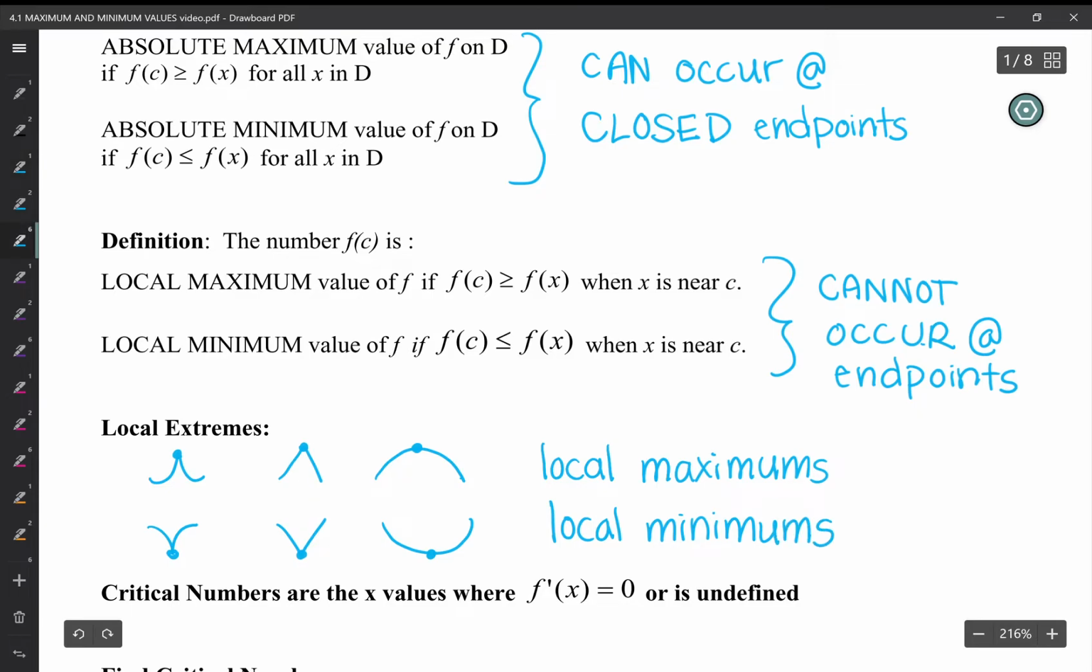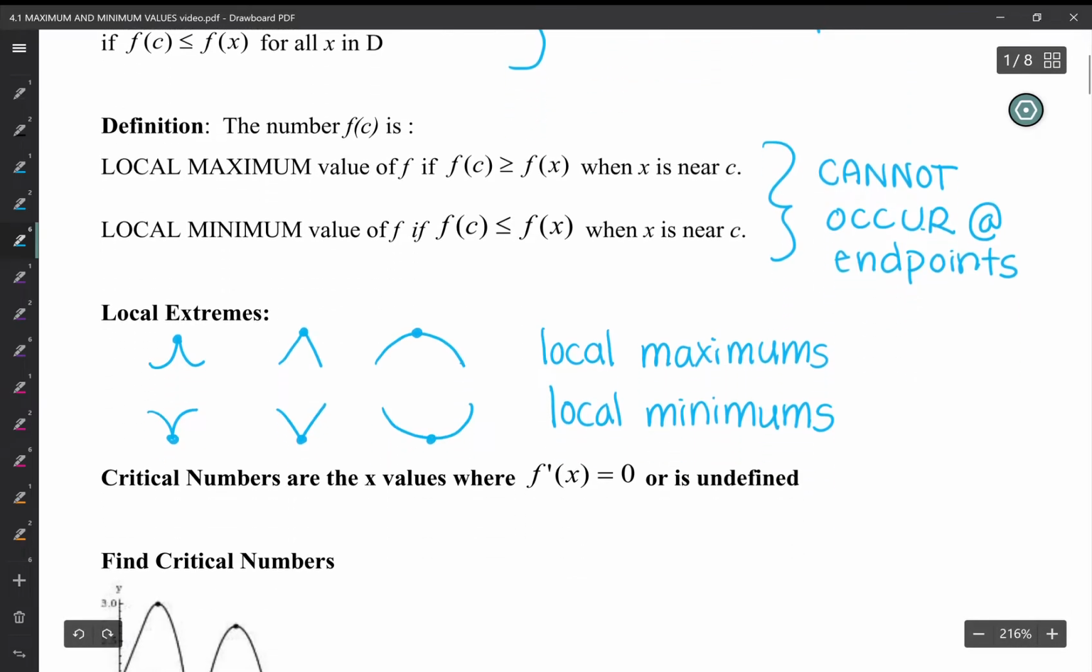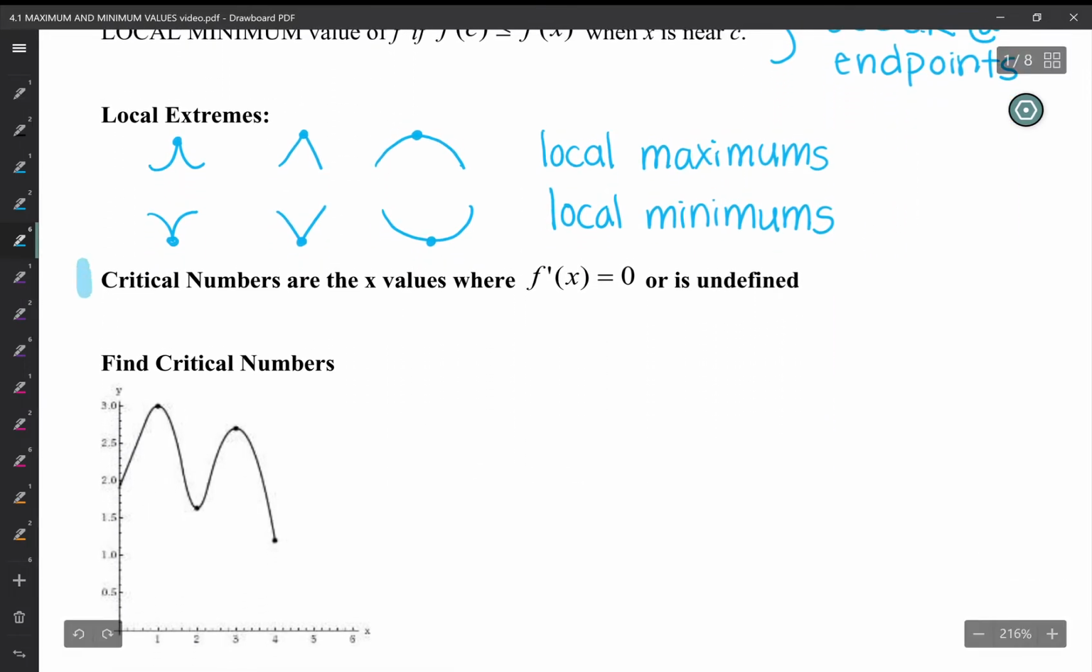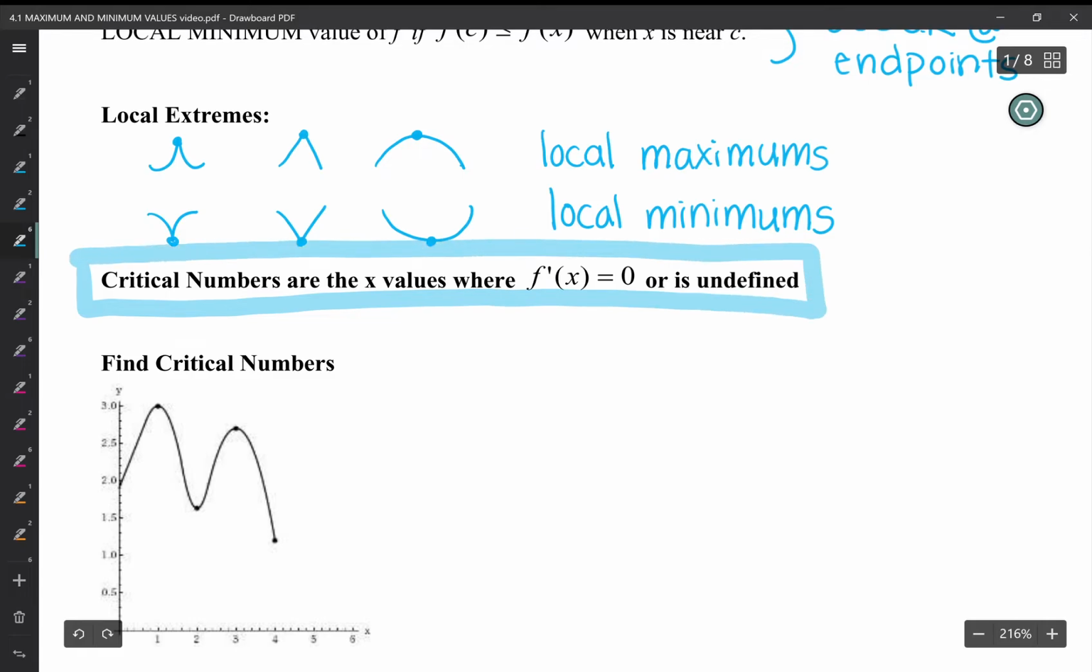In order to identify absolute and local maximums and minimums, we like to first identify critical numbers. Critical numbers are the x values where f prime of x, so that's the derivative, is equal to 0 or undefined. Critical numbers are also the inputs at endpoints, and where discontinuities occur.